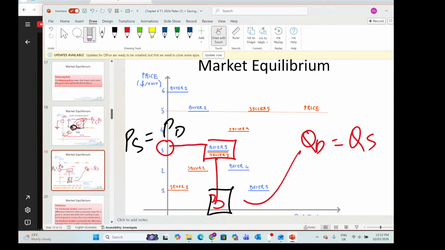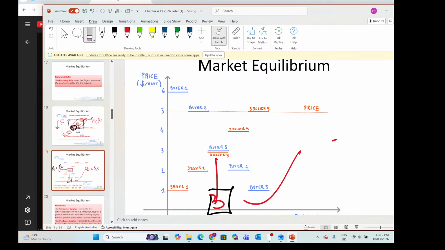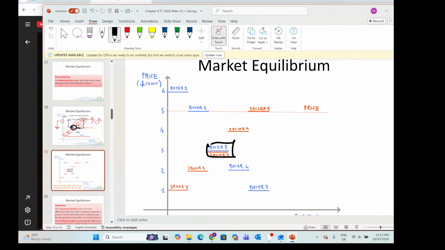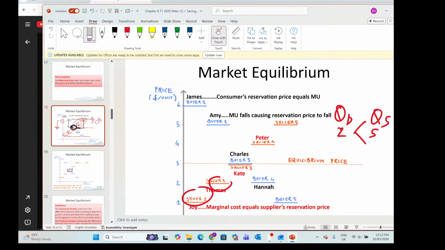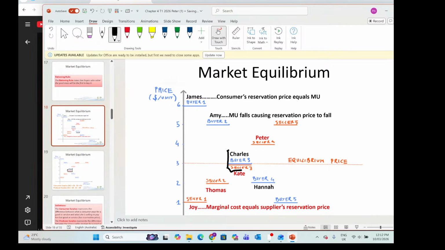So then, when we look at this again, I'm going to clean this up. When we look at this again, we're at equilibrium. I want you to think about who's involved in this transaction at equilibrium. We'll go back and we'll give them names again. So think about James. Here's our equilibrium. We'll come back to Charles and Kate in a minute. I want you to think about James.